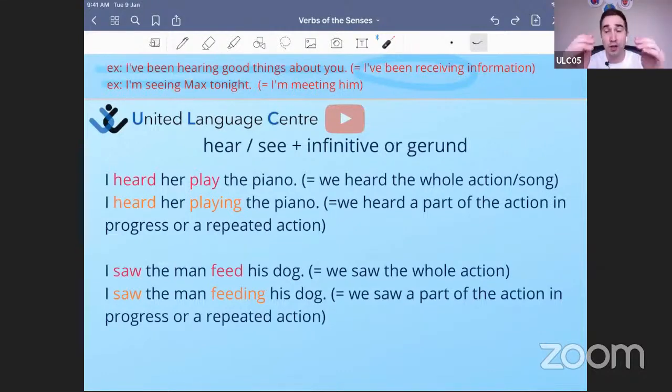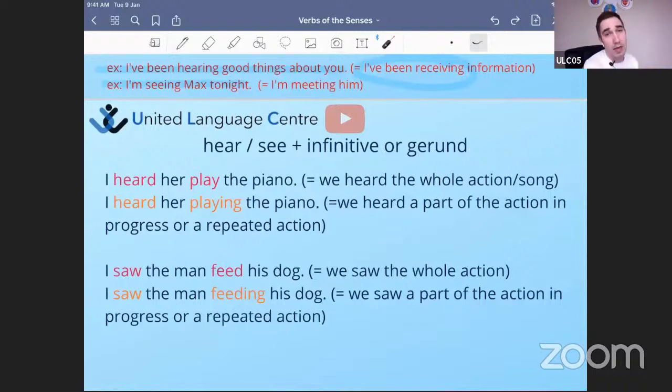I saw her dance, right? I saw the beginning of her dance, I saw the end of her dance, I saw the entire dance. I heard her playing the piano just means I heard maybe a small part or I watched her playing it, right? So actually, these can have a similar meaning. I heard her playing the piano the whole time is fine, right? But yeah, the small difference: I heard the whole thing versus a little bit.